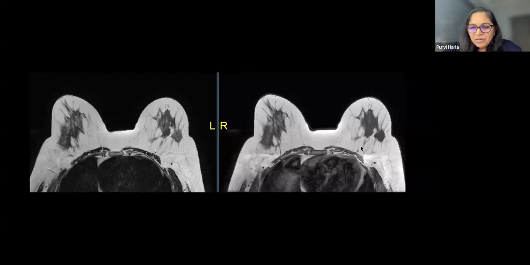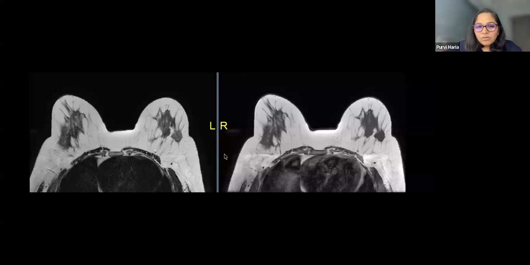Now, if you see here, the spicules are seen well on both images, but many times the spicules are much better seen on the T1 weighted images. So T1 is more for anatomy, to see if there is any architectural distortion surrounding it, while T2 talks more about the pathology of the lesion.